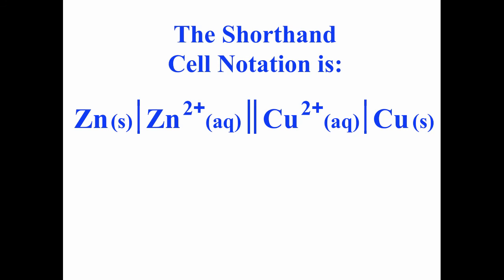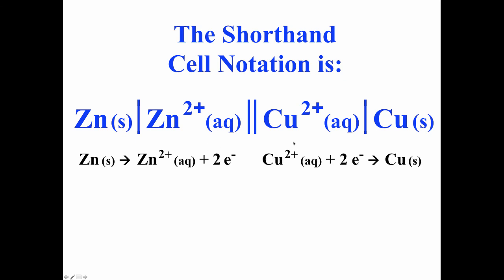And one last thing to note, we often write what's called cell notation, which is a shorthand for an electrochemical cell. It's a lot quicker once you understand what it means than drawing the whole thing out. So in this case, the cell notation is Zn solid with a line, then Zn2+ aqueous with 2 lines, Cu2+ aqueous followed by 1 line, and then Cu solid. And the left side represents the reaction that occurs for oxidation. So zinc solid makes zinc 2 plus.